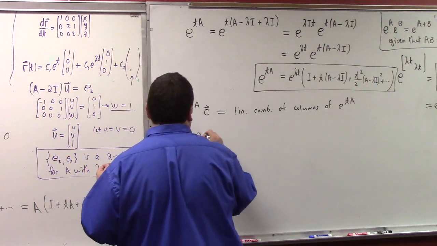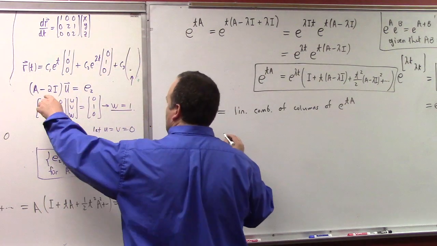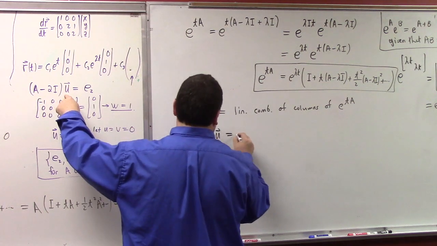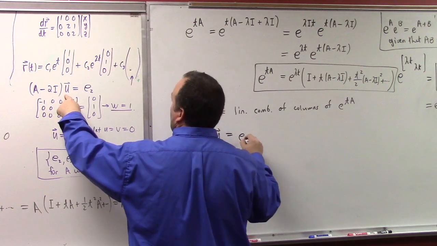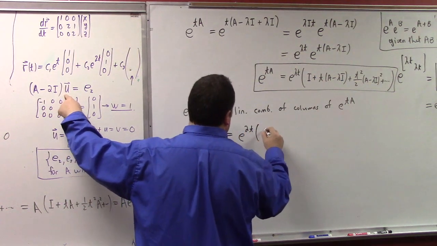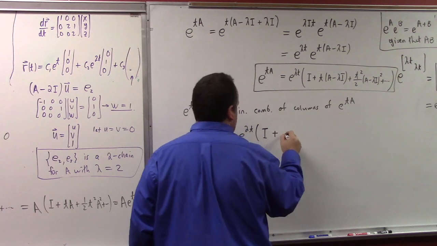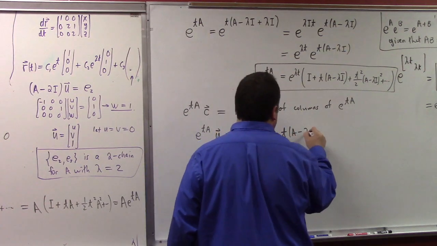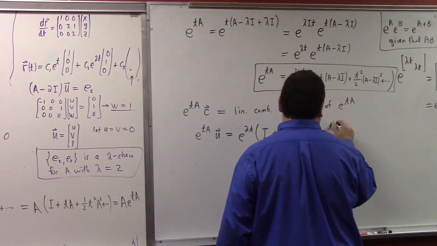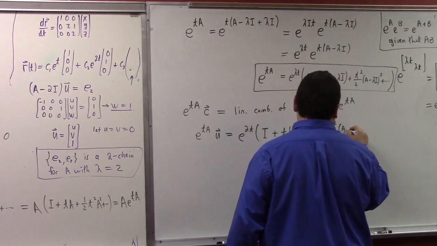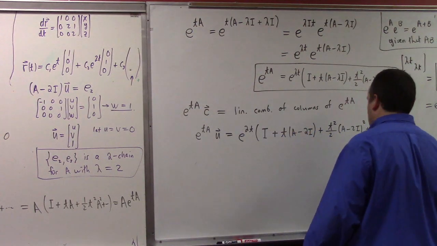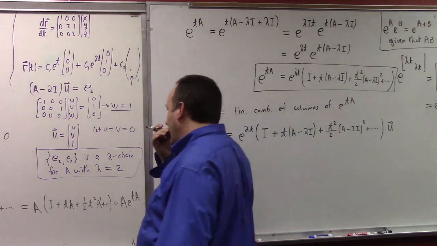So we have e to the tA times u, right? So that's e to the, what was my eigenvalue? It was 2, wasn't it? Yeah, 2. e to the 2t times the identity matrix plus t times (A minus 2I) plus t squared over 2, (A minus 2I) squared, plus dot dot dot, times u, right?